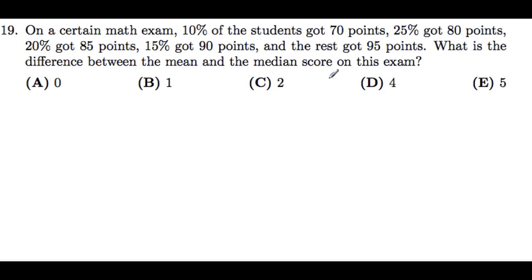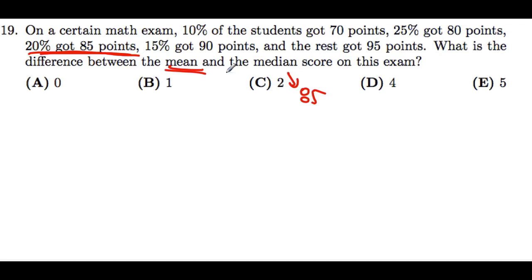Alright, number 19. On a certain math exam, 10% of the students got 70 points, and then 25% got 80 points, and so forth. What is the difference between mean and median? So, median would be the 50th percentile. 10, 25, therefore it becomes total 35. 35 plus 20 becomes 55. So the 50th percentile should be in this section here, isn't it? So median must be equal to 85.